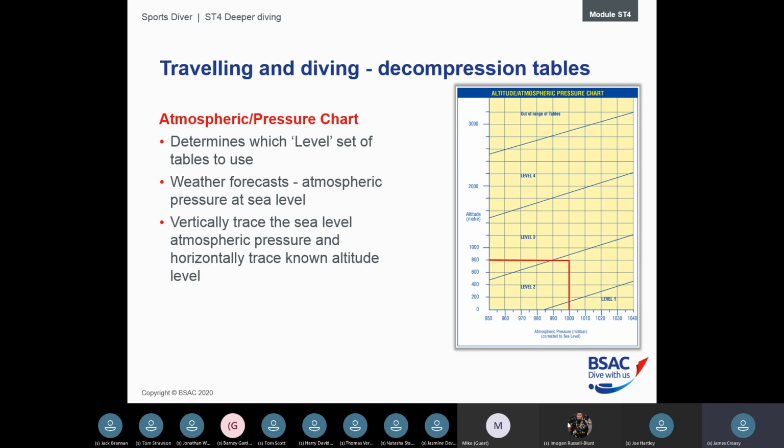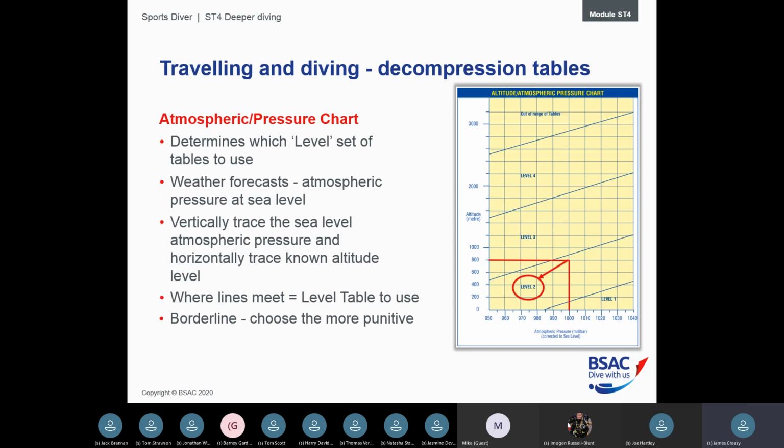There we go. So you firstly trace the sea level and then the pressure. Normally it will be at an atmospheric pressure of 1,000 millibar. Go up to 800 meters, say, and on a level 2 where they intersect, you make sure to use a level 2 table. If it's borderline, say you're at 900 meters at 1000 millibar, you can see where the line is. Again, we always err on the side of caution, so you would go to the level 3 table rather than staying on level 2.